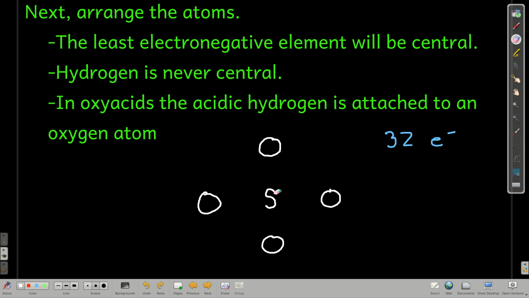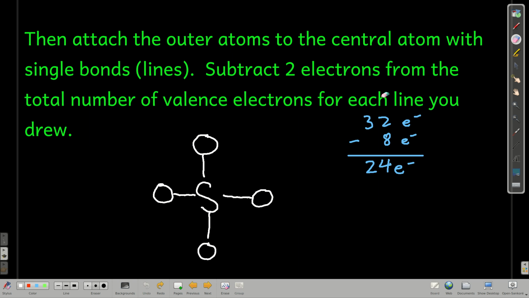The next step, after you've arranged all the elements, is to attach the outer atoms to the central atom with single bonds, just to make a single line. And every time you make a line, subtract 2 valence electrons from the total that you started with. So we started with 32. There are 4 lines, times 2 is 8 valence electrons that we've used up to make those bonds. And we now have 24 valence electrons left.